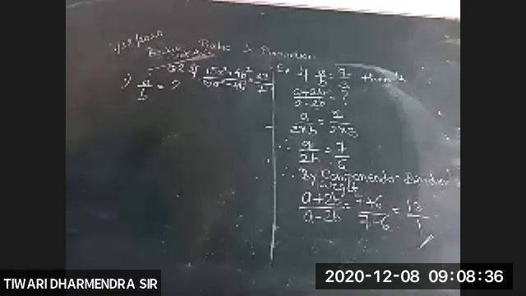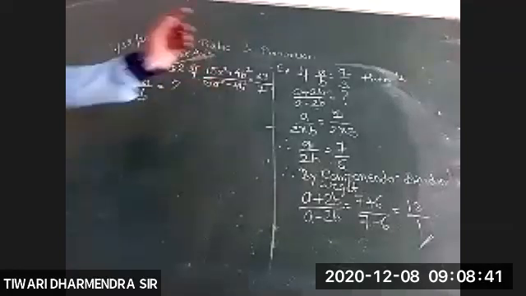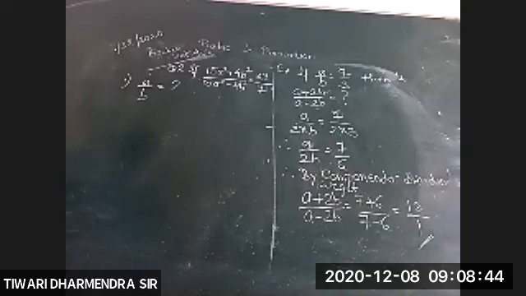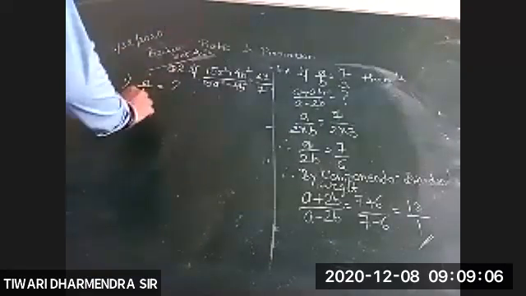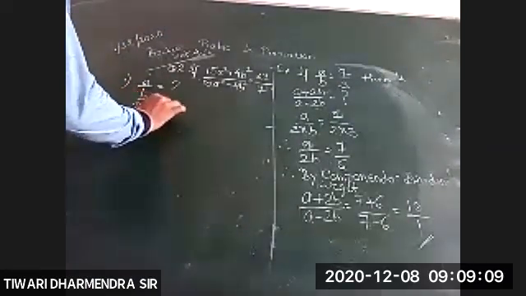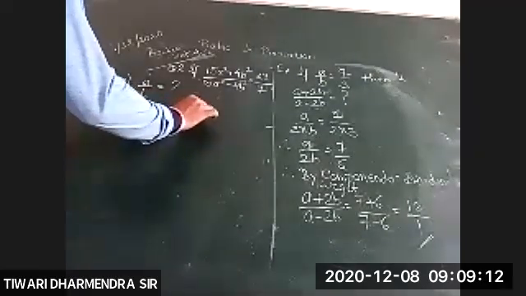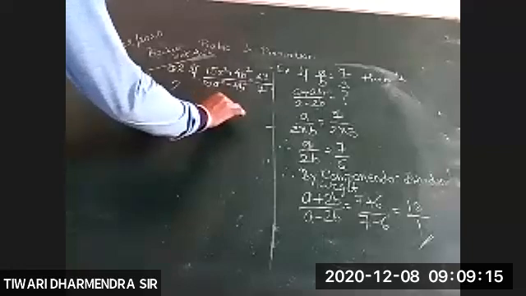So in order to get rid of b square from numerator and a square from denominator, we should subtract minus 4b square from numerator and minus 15a square from denominator. So which property will help us to get rid of this? Yes, anyone? By componendo and dividendo. Okay, so we'll start applying this by componendo, dividendo.